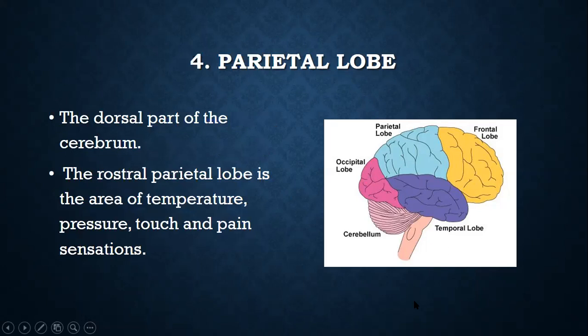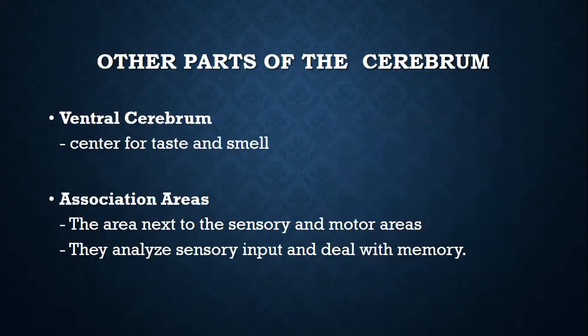The parietal lobe is the dorsal part of the cerebrum, and the rostral part of this one is the area for temperature, pressure, touch, and pain sensations. Ventral cerebrum, that's where the taste and smell are. So you can find there also the olfactory bulb. Association areas, these are areas next to the sensory and motor areas, and they analyze sensory input and deal with memory.